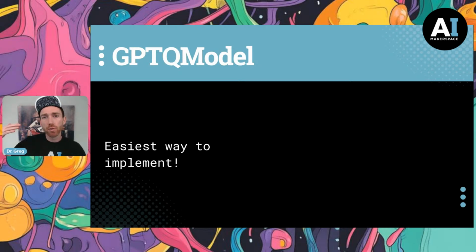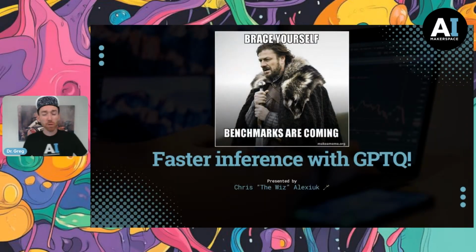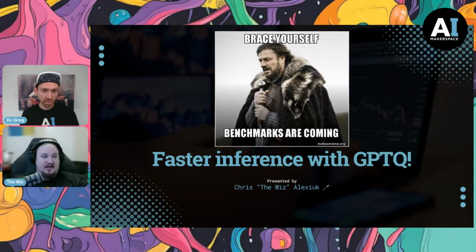Just like we chose auto AWQ last time, this is going to allow us to compare naive to GPTQ to AWQ. Let's do some benchmarking. Let's see if we really get faster with GPTQ, or if maybe just the story was enough for the day. Wiz, walk us through benchmarking these things against one another, and we'll come back for a discussion of how to choose one over the other. Over to you, man.